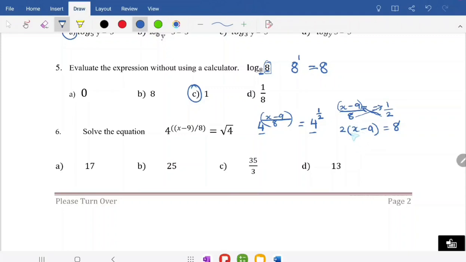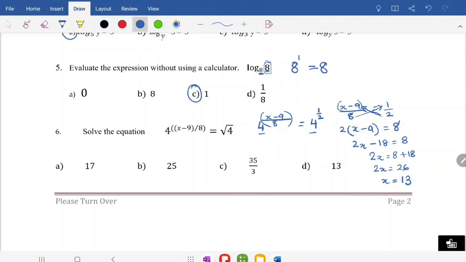So it will be 2x minus 18 equals 8. We have to get the 18 over to the other side to isolate the x. So we will have 2x equals 8 plus 18, which is 26. So we'll have 2x equals 26. Therefore, x equals 13. So that's going to be our answer.